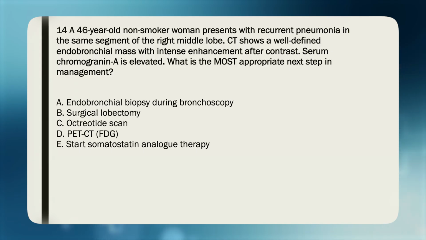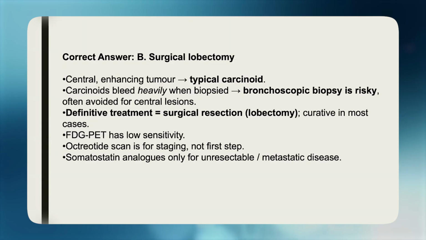Endobronchial biopsy during bronchoscopy? Maybe. Surgical lobectomy? Possible. Octreotide scan? No need. PET FDG scan? I think no need. Or somatostatin? Okay, so surgical lobectomy is the answer. It's again a carcinoid. So carcinoid, always surgical is the treatment.